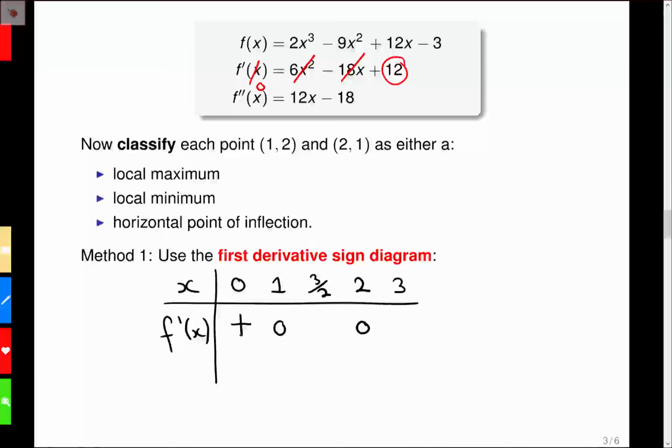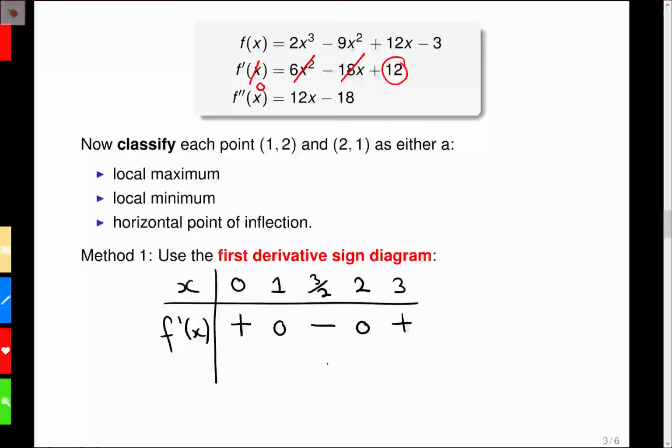Similarly, you should verify that at x equals 3 on 2, the derivative will be negative, telling us that there the function is decreasing. In other words, the graph is going down. And finally, you should verify that at x equals 3, the derivative will be positive again. That is, the function is increasing once more. What all of this information tells us is the following.